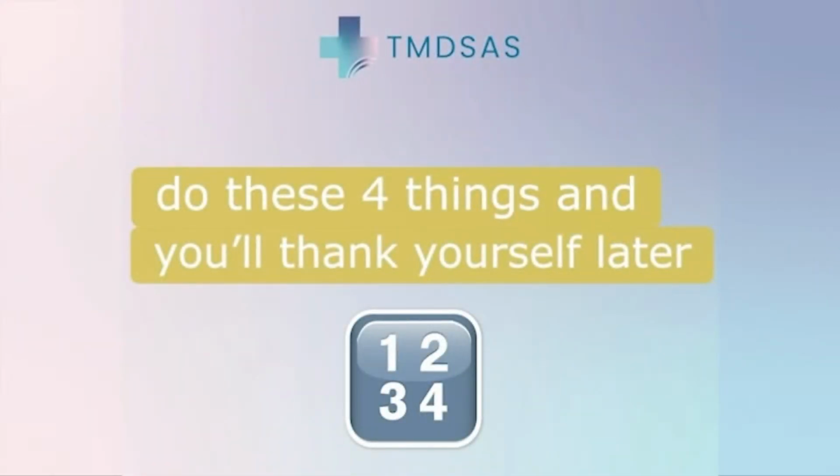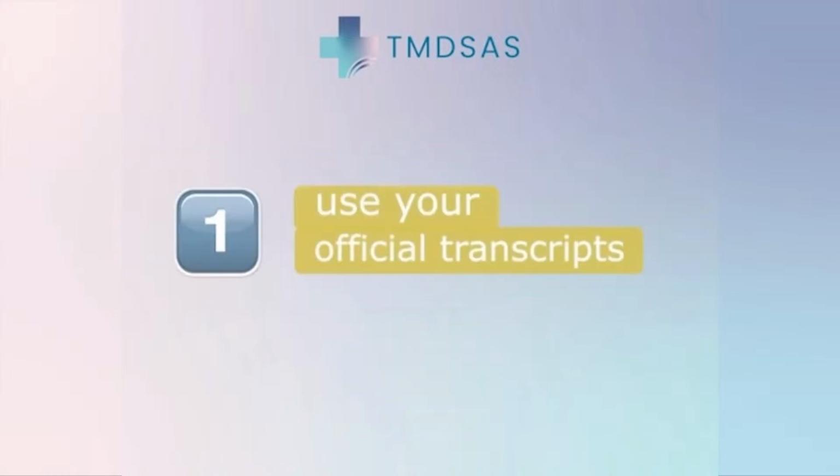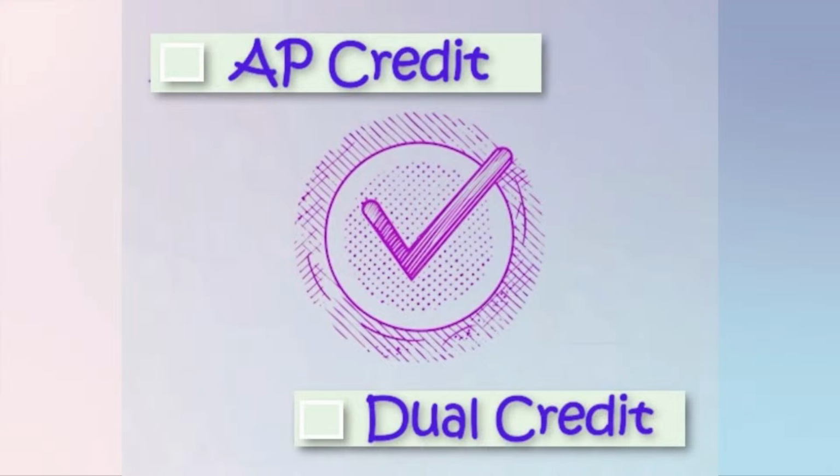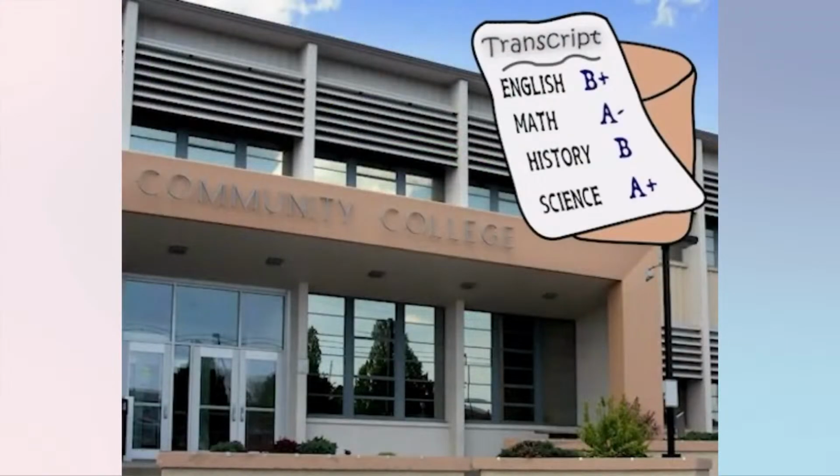Okay, let's take a look at this video. Four things and you'll thank yourself later. Use your official transcript to enter your courses into the application exactly as they appear. Have one from every institution you attended, and don't forget, if you took AP credits or dual credit courses in high school, then you should use the transcript from the community college that granted you credit for those.